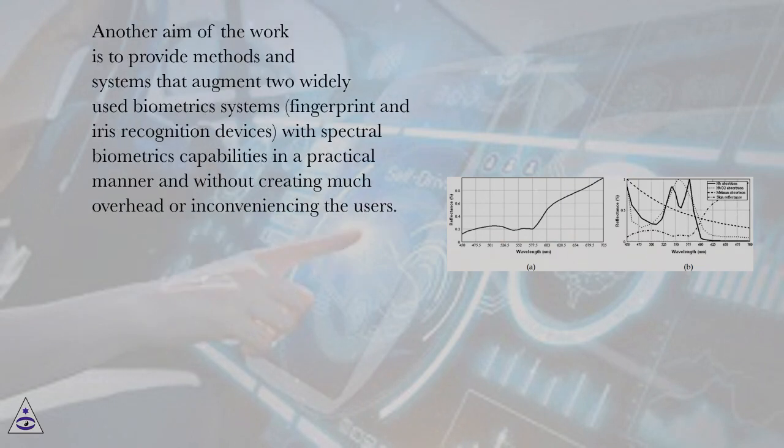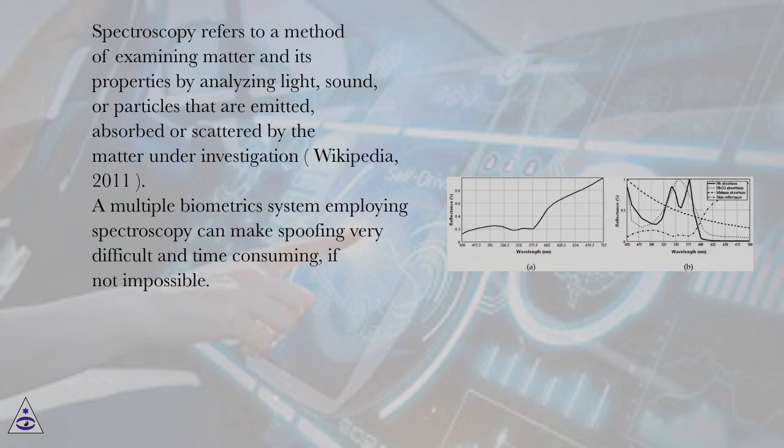Another aim of the work is to provide methods and systems that augment two widely used biometric systems, fingerprint and iris recognition devices, with spectral biometrics capabilities in a practical manner and without creating much overhead or inconveniencing the users. Spectroscopy refers to a method of examining matter and its properties by analyzing light, sound, or particles that are emitted, absorbed or scattered by the matter under investigation (Wikipedia, 2011). A multiple biometric system employing spectroscopy can make spoofing very difficult and time-consuming, if not impossible.